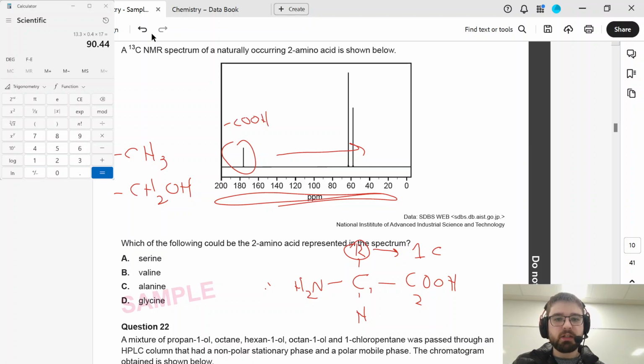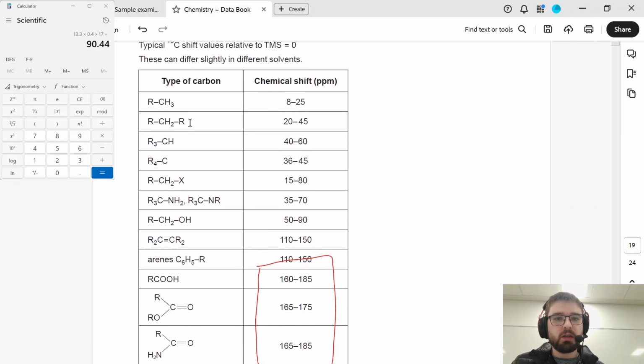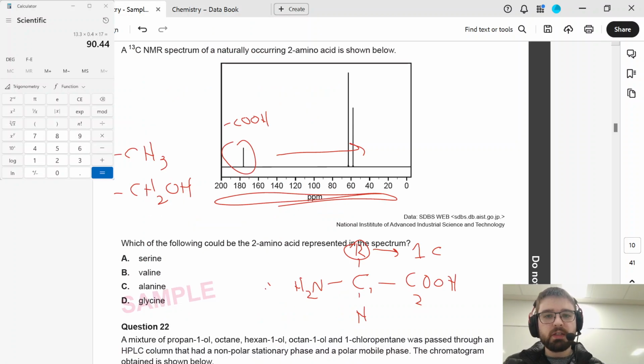So now the question is, out of the methyl group or the CH2OH, which one of them would be at about 60? Now the methyl group one would be at about 8 to 25. Now it's not there. Instead, it's a bit higher. It looks like that one there for serine, and that matches that 50 to 90 range. So one of these is the central carbon here, and one of them is going to be this one here. So serine is the right answer.